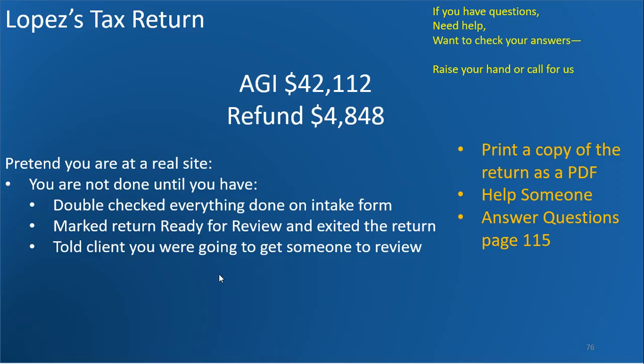When you're done with this return, the AGI should be $42,112, and the refund you're going to be getting to is $4,848. Remember, get all the way to the end, and then answer the questions on page 115.